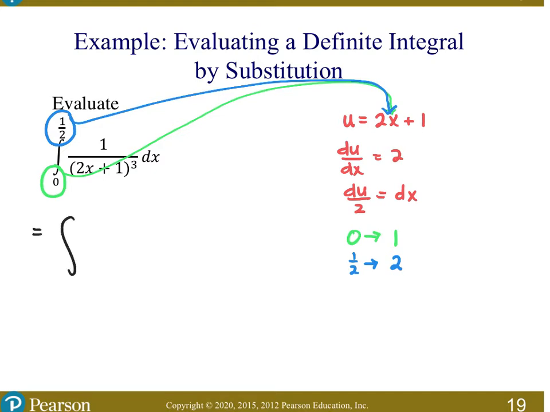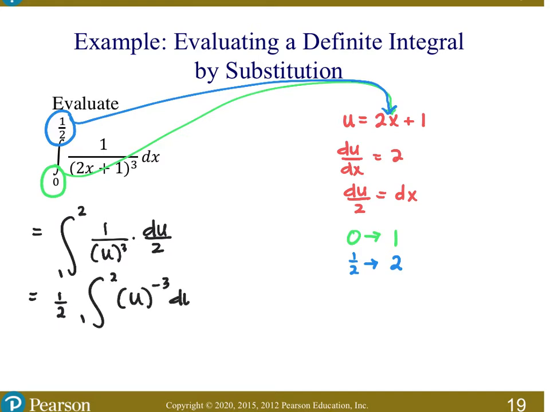So my integral is going to look very different. My integral will have bounds from 1 to 2, 1 over the quantity u cubed times du over 2. So we can simplify that. We can pull the 1/2 out to the front. My bounds from 1 to 2, I can say u to the negative third. And then I can find the actual antiderivative. So u to the negative 2 times negative 1/2 plus the constant c on the bounds of 1 to 2.